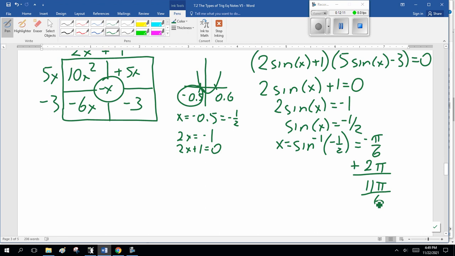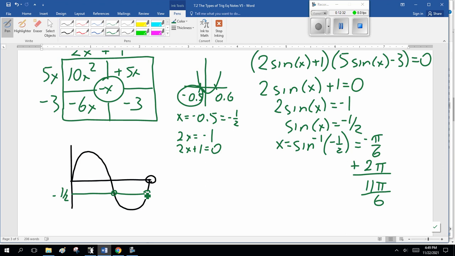Now, here's where I really should draw the graph. Minus 1/2 is down here. So where am I? 11 pi over 6. Don't forget my other answer here. That is pi over 6 short of 2 pi. So I've got pi plus pi over 6, which will be 7 pi over 6. All right? I know, a lot kind of fast, but stop and think about it.